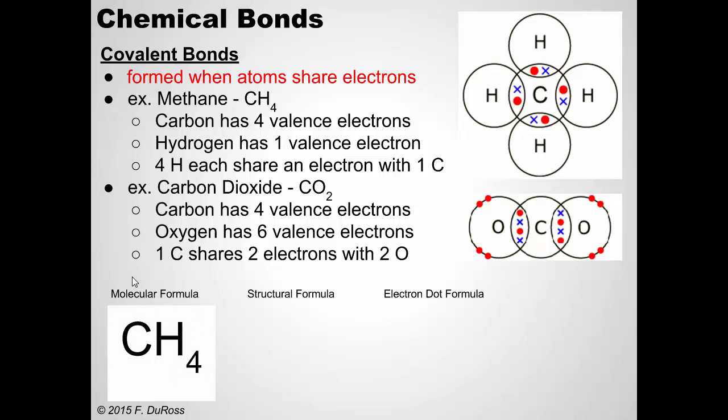So we can indicate a compound in different ways by showing its molecular formula, or being a little more specific and showing how those atoms are connected in its structural formula, or as we were just showing with an electron dot diagram, which shows how those electrons are shared between various atoms. Yeah, that's the electron dot diagram.